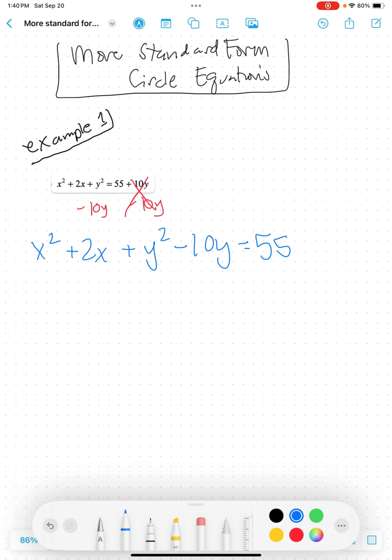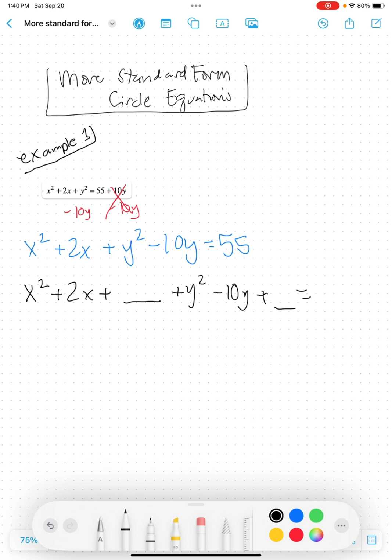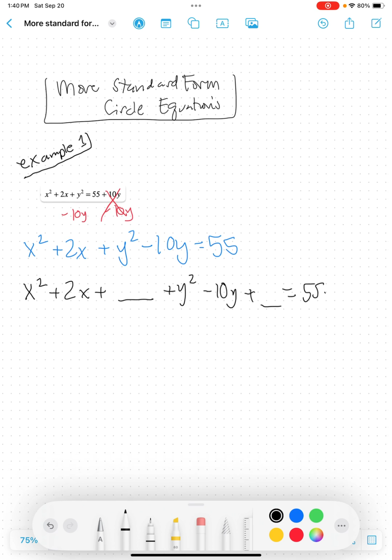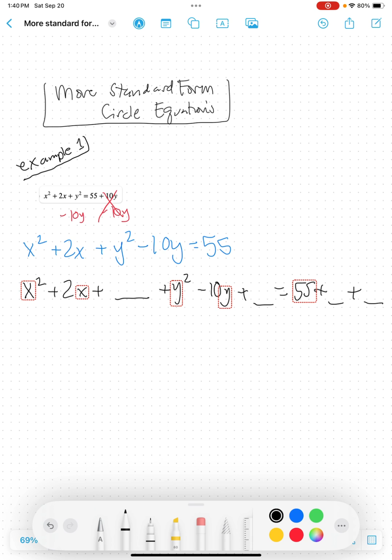So now I want to set up my blanks to complete the square. So let me do that. I'm going to complete the square with x and with y. I'm going to have to do it 2 times. So x squared plus 2x plus a blank plus y squared minus 10y plus a blank equals 55 plus 2 blanks, right? Because I'm going to have to add 2 different numbers to complete both of my squares. So take a second and just look at that equation, because that's probably the most confusing part of this, because the rest is just a repeat of what we just did.